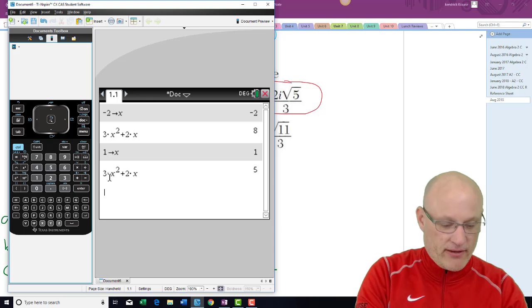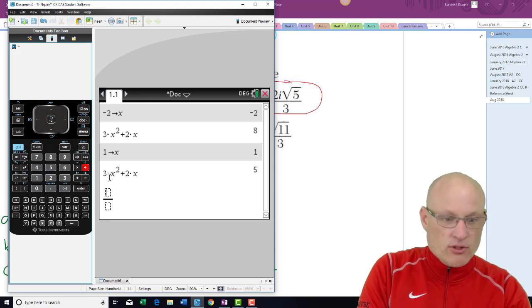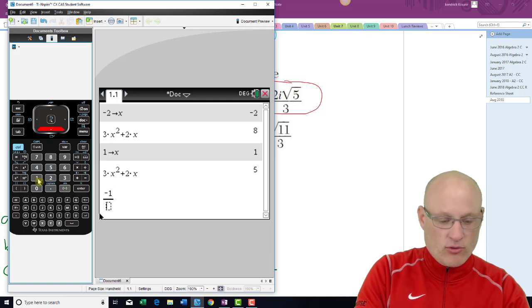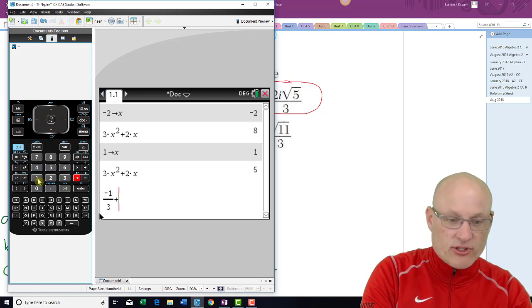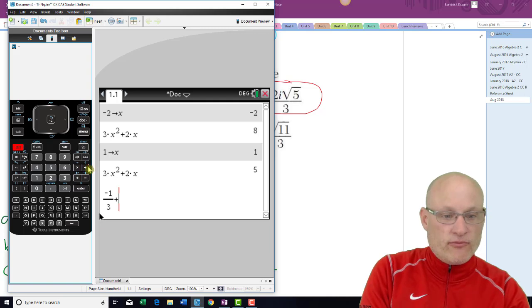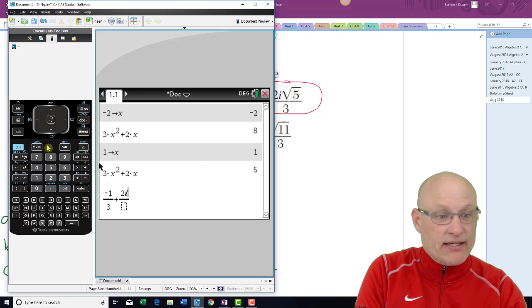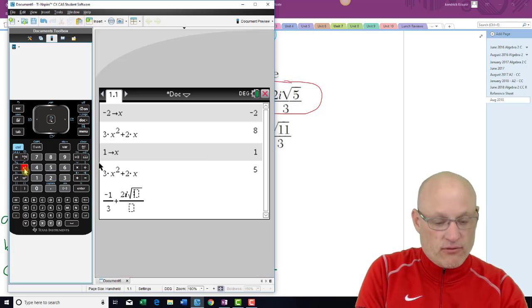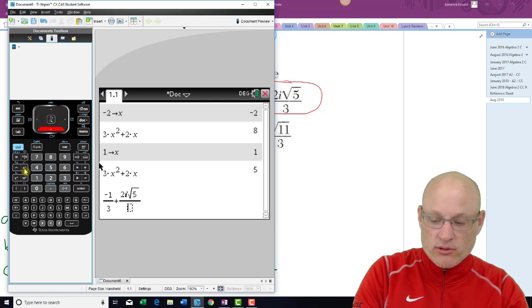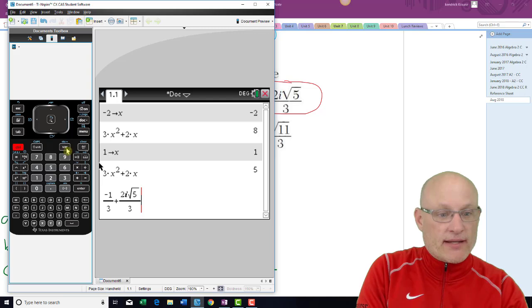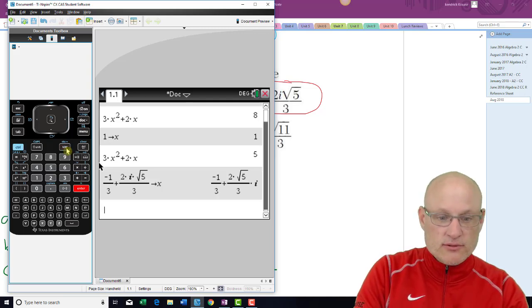Now choice 3 is a pain in the neck. Control division, -1/3, so -1/3 plus, you can't put them both in, control division, 2. Now you can't just type an i, you've got to come over here and use the actual i button, i, square roots of 5/3. And we're going to take that and store that into x.